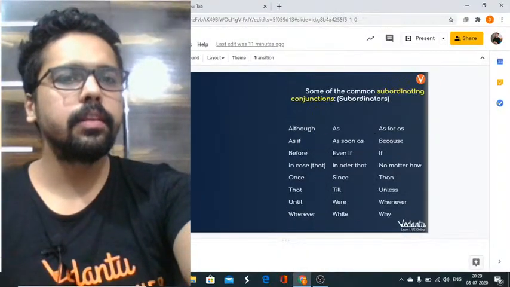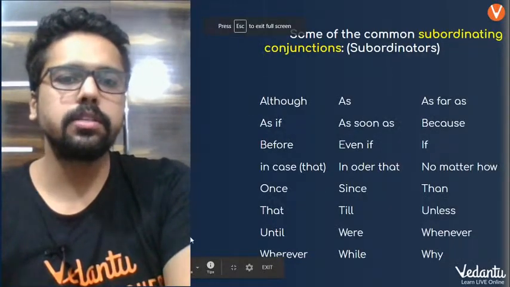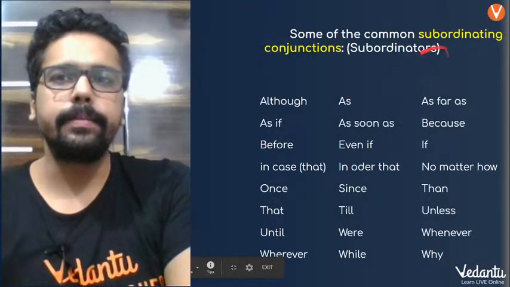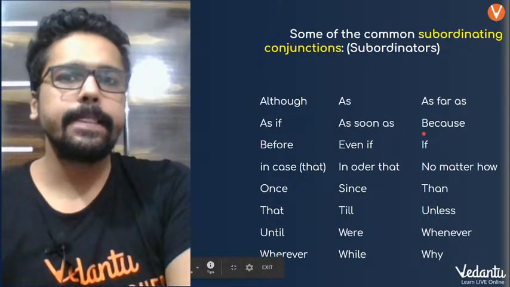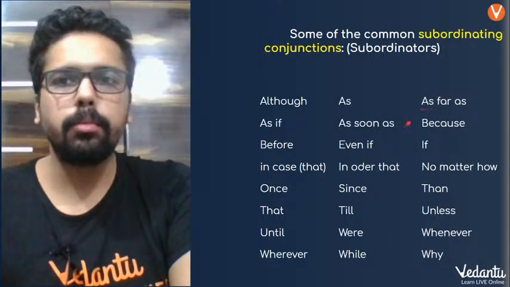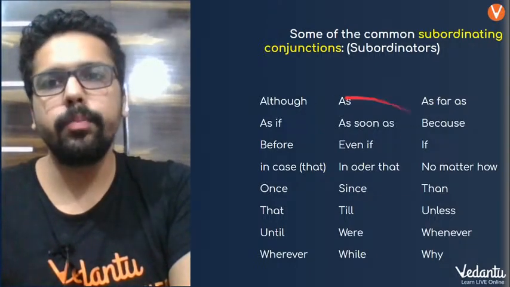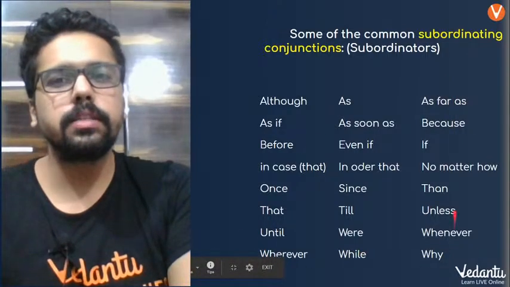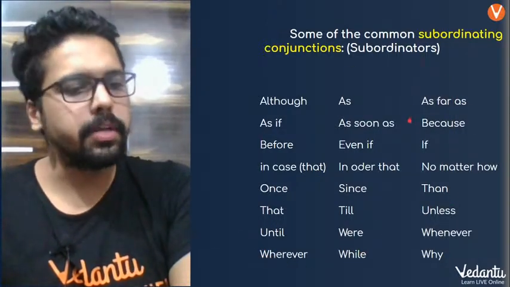And then I gave you this list of common subordinating conjunctions. Please take a screenshot of this, where the common subordinators are listed. There are coordinating conjunctions and subordinating conjunctions. A subordinating conjunction is a type of conjunction. All these words are under that category, so they are called subordinators.